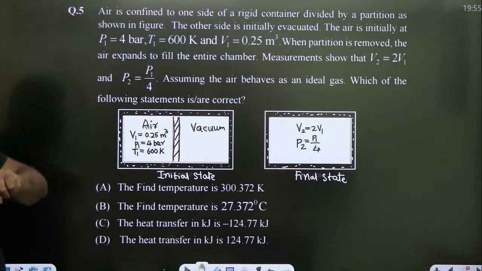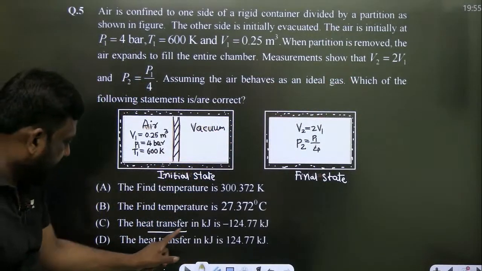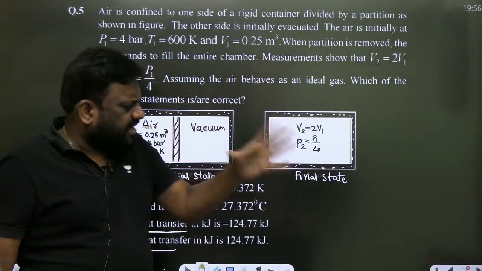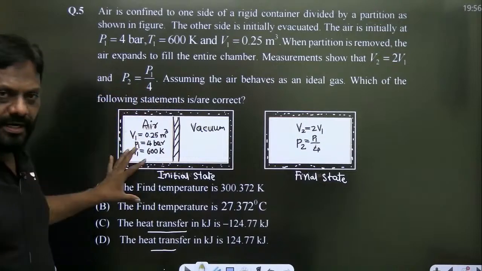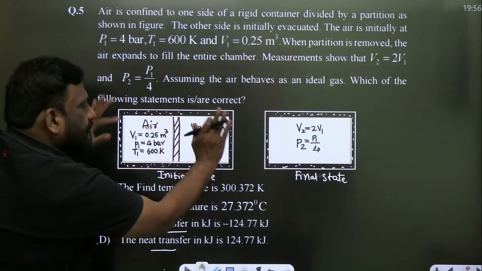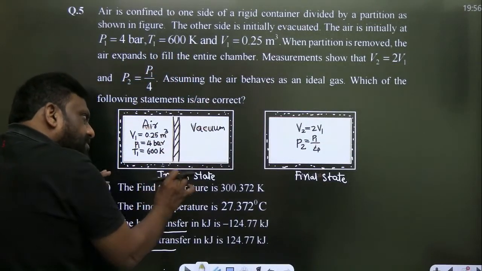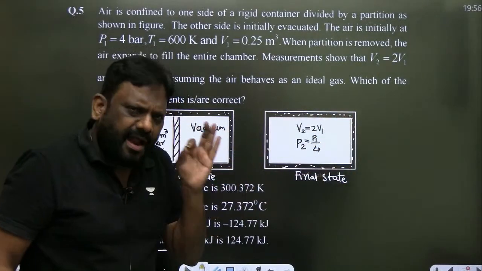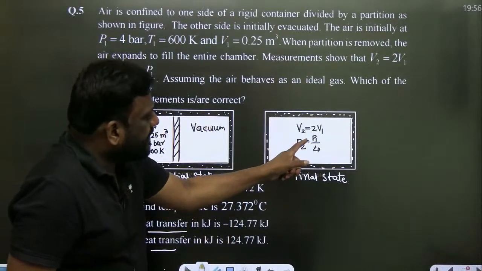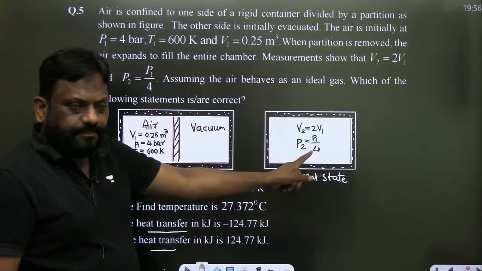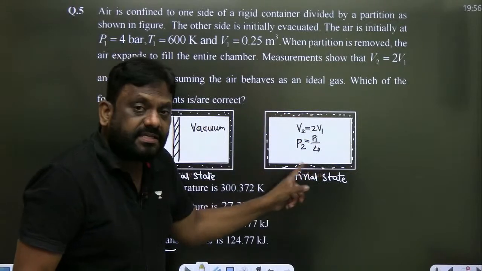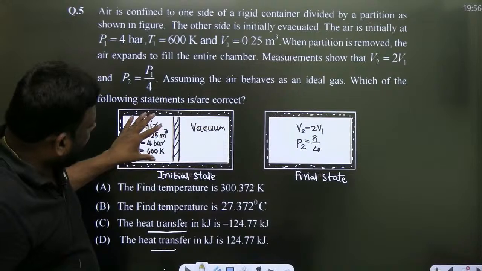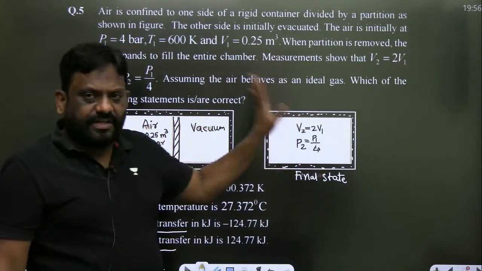और क्वेश्चन में भी ये पूछा है, the heat transfer. This container is rigid, उसमें कोई शक नहीं है, but it is not insulated. There is a vacuum on the other side of the partition. When the partition is removed, this air will occupy the complete volume in the final state. And clearly he said the final pressure is 1/4 of the initial pressure given. The final volume is twice the original volume. So this is V, this is V. Total final volume is twice of the initial volume.